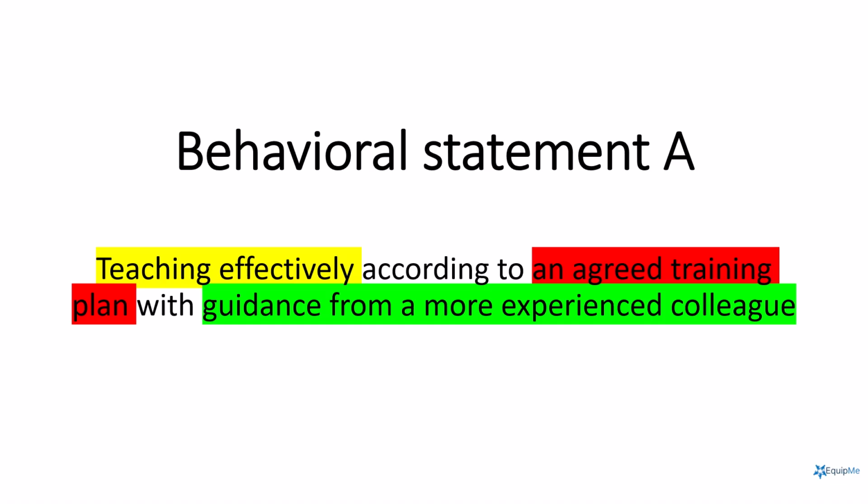Behavioral statement A says, teaching effectively according to an agreed training plan with guidance from a more experienced colleague. As you can see, I have highlighted the different parts of the behavioral statement. This is important so that you're able to see exactly what I'm asked to provide. Here, you're supposed to show how you taught effectively according to an agreed upon training plan with guidance from a more experienced colleague. So these elements will be important in how you then provide your evidence.